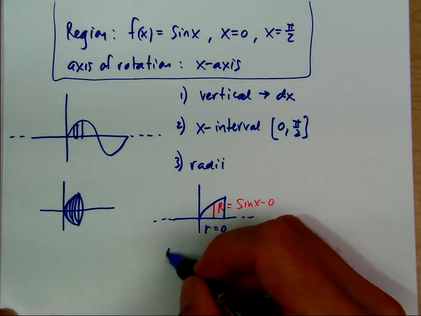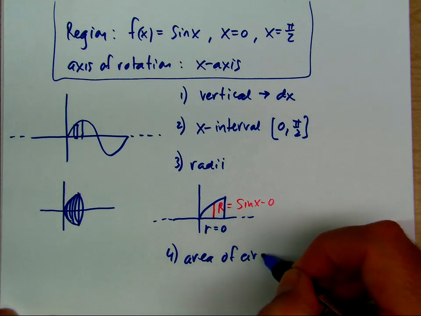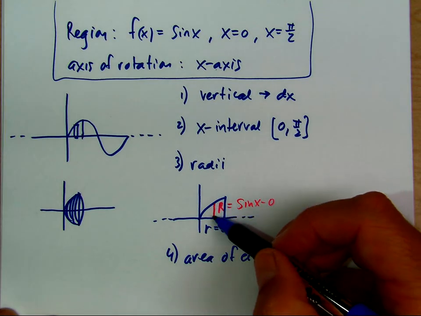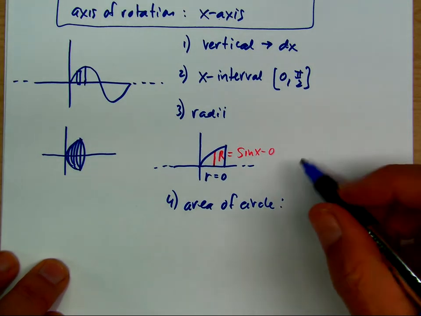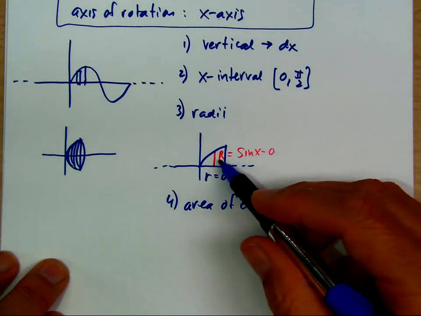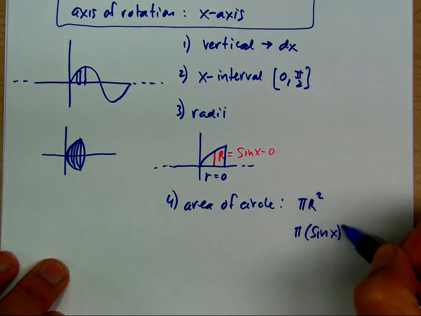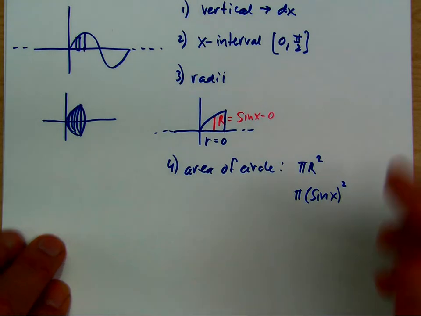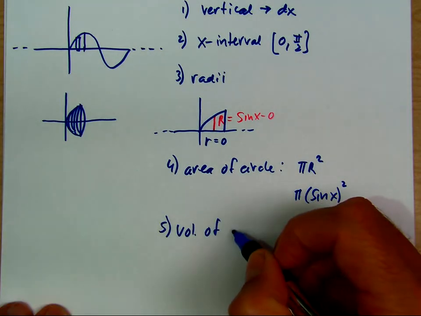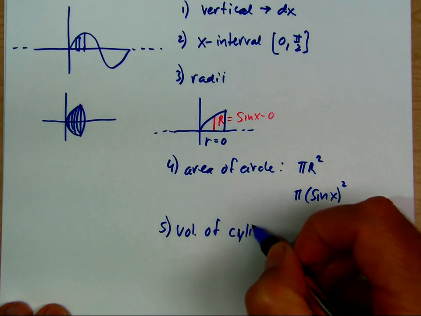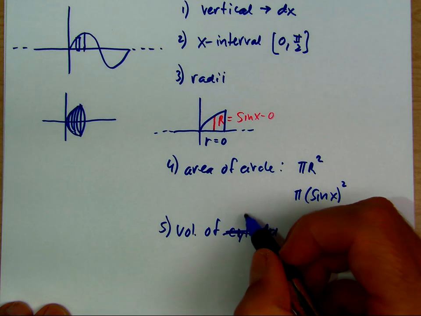Now let's find the area of a circle. When we rotate the red line around the axis of rotation, the area is going to be pi r squared, pi sine squared. Volume of a disk.